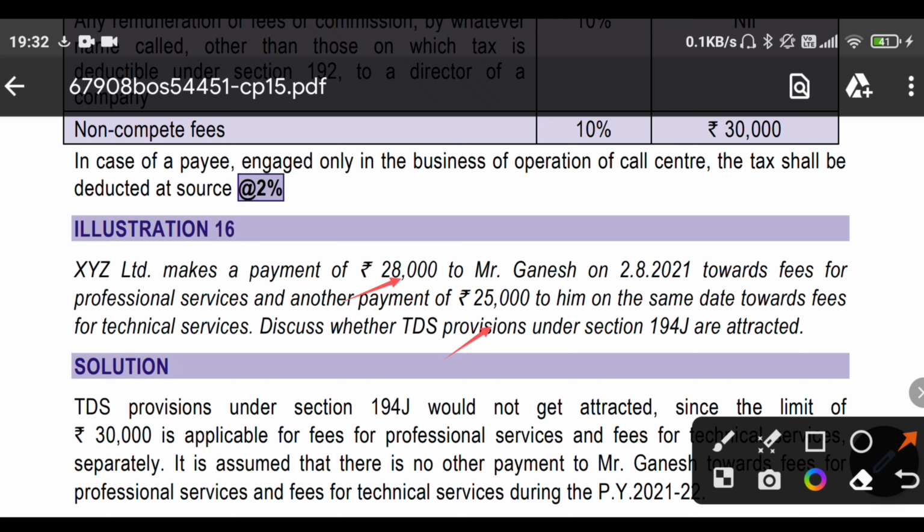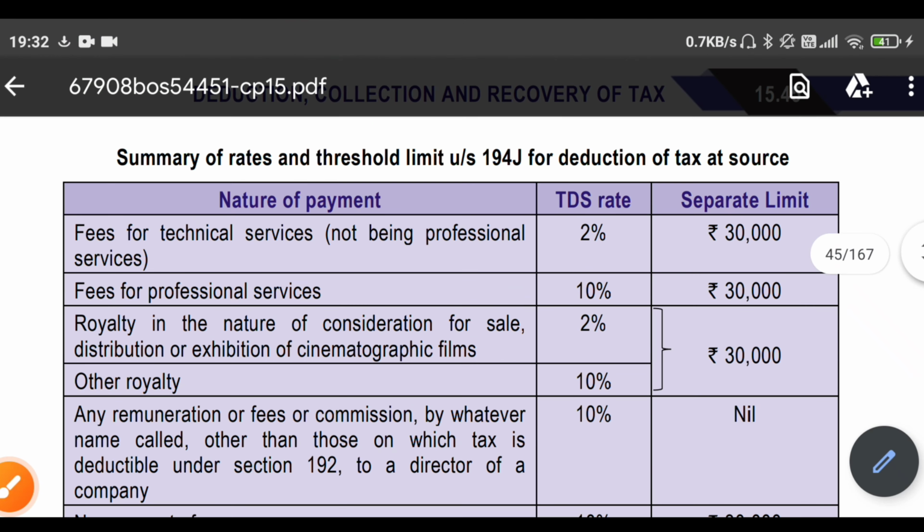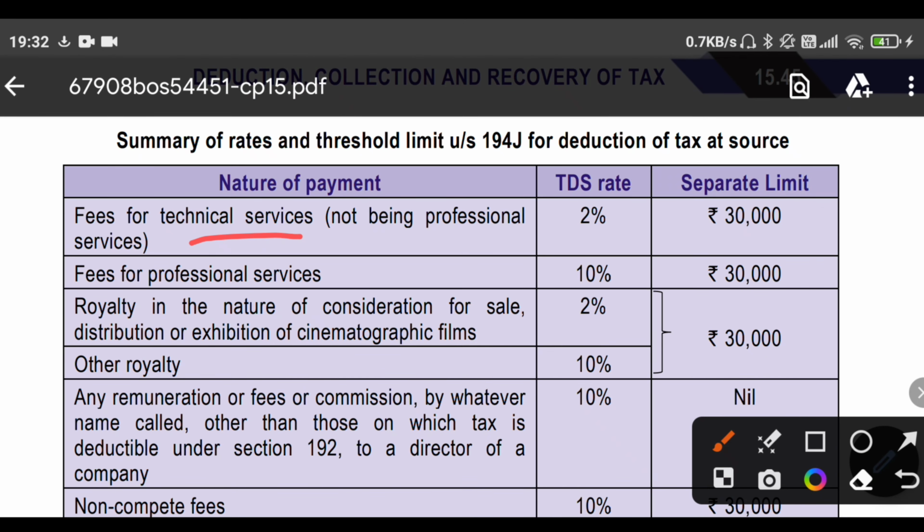So the answer is no, because we have to check this limit separately. For professional services there is a limit of 30,000, for technical services there is a limit of 30,000, for non-compete fees there is a limit of 30,000, for royalty there is a limit of 30,000, right? Here you can see for technical services there is a separate limit of 30,000, and the TDS rate is also different, right? For technical services it is 2%, and for professional services it is 10%, and for royalty for sales, distribution, exhibition of cinematographic films 2%.